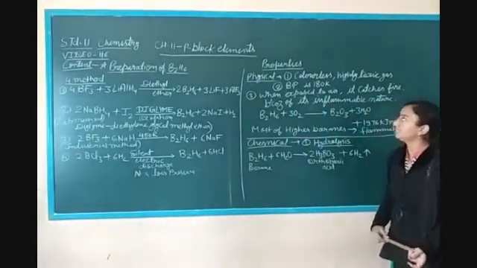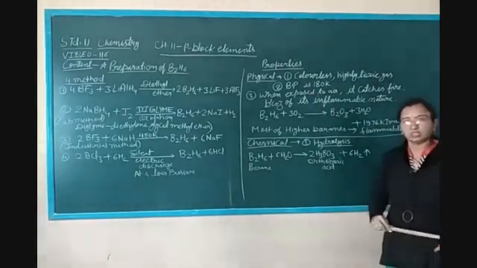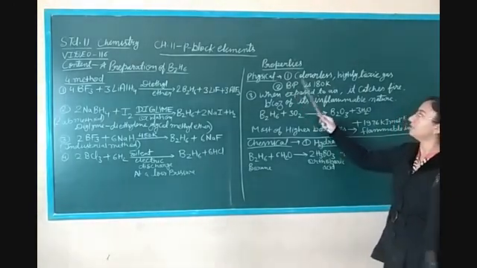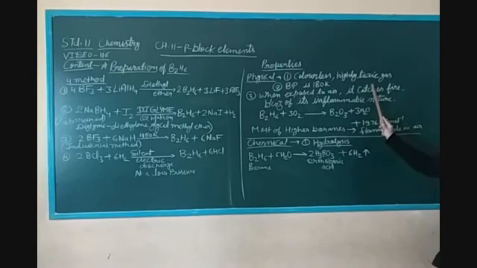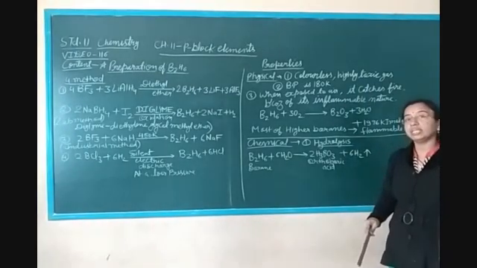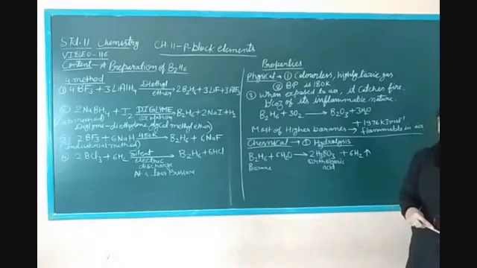Understood? Next topic is properties. We have to consider two kinds of properties, physical and chemical. Physical properties: diborane is a colorless, highly toxic gas, its boiling point is 180 Kelvin, and when exposed to air it catches fire, because it is inflammable in air.